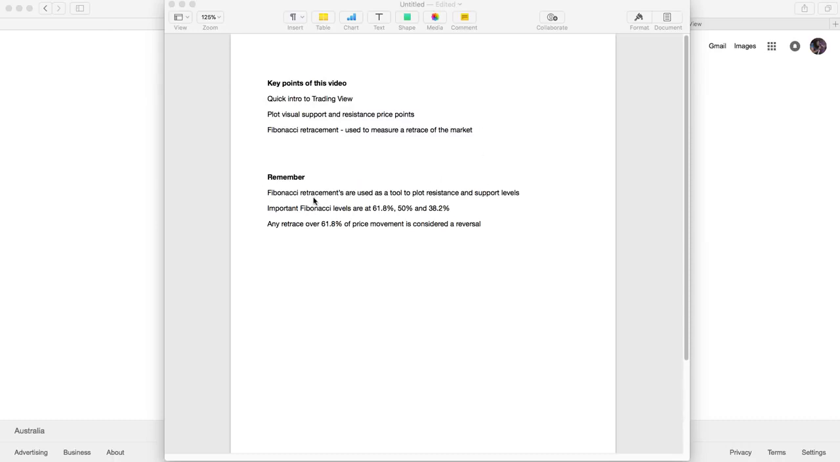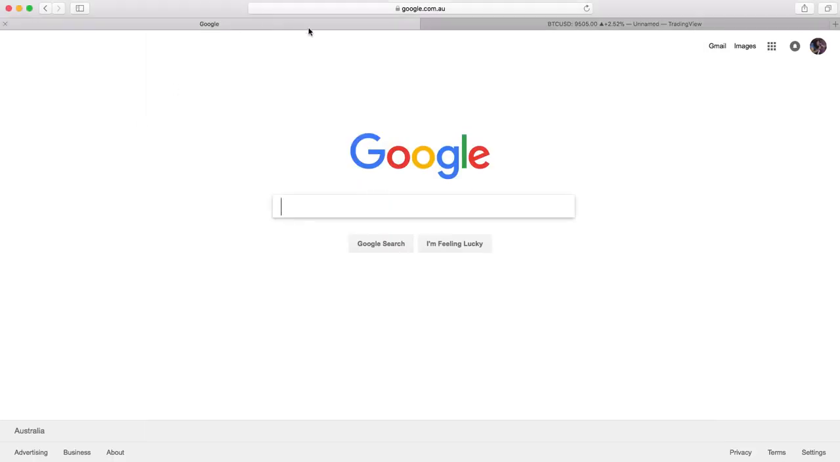Just things to remember throughout the video. Fibonacci retracements are used as a tool to plot resistance and support levels. The important levels of Fibonacci: 61.8, 50 and 38.2. Any retrace or correction over the 61.8% mark is considered a reversal of the market and not a correction. So let's get into it.